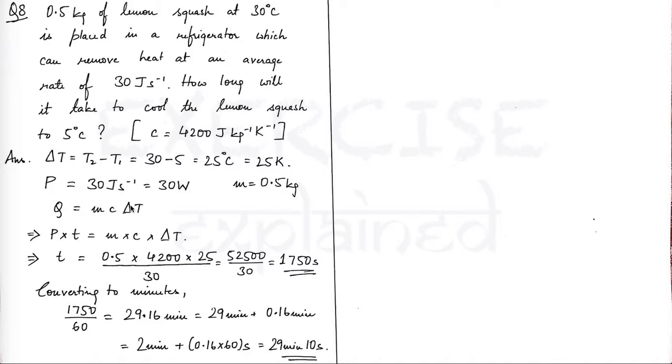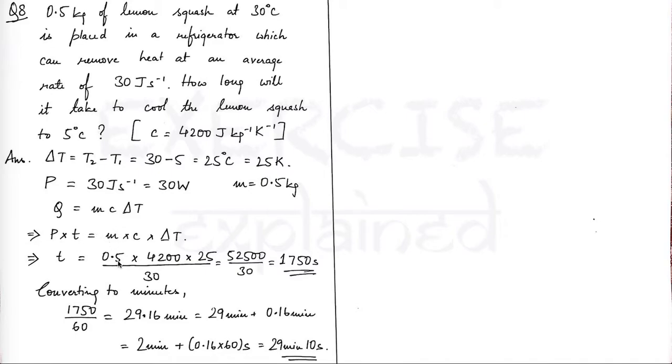Now Q is equal to mc delta T. Q can be written as P into T, because power is work done by time. If time goes to the other side, we get work done is equal to power into time. Work done comes in joules, and heat also comes in joules, so P into T is equal to M into C into delta T. We know the values of most of it, we just do not know the value of T.